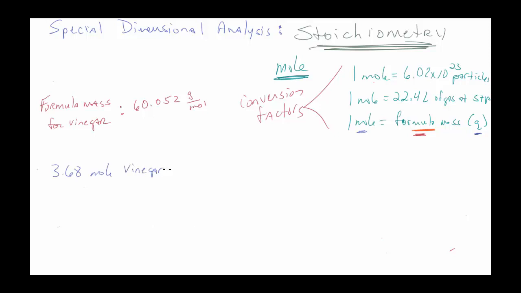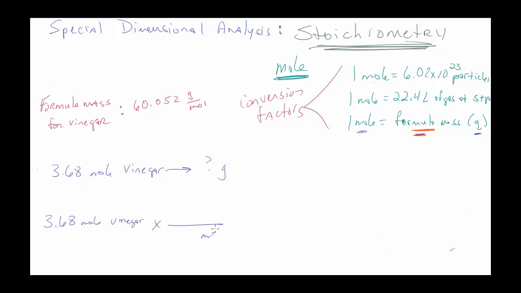All right, so my problem that we're going to do together, I have 3.68 moles of vinegar. And I want to know, if I had that many moles of vinegar, how many grams of vinegar would I actually have? And so let's go ahead and set this up. So I'll do 3.68 moles, and we'll keep vinegar in here. I'm just going to write that in long notation. And then I'm going to set up my conversion factor.